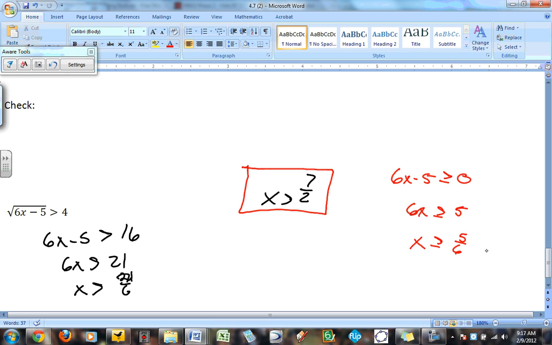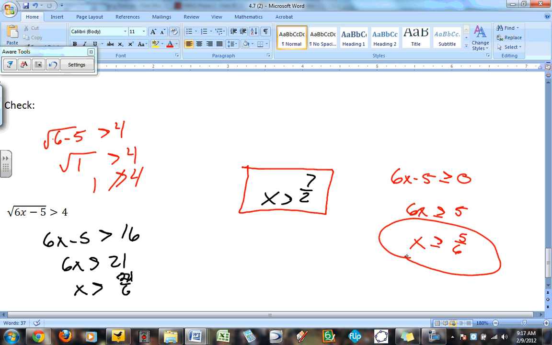And in fact, we can check that. Pick something that's just bigger than 5/6, like 1. So if we plug 1 into our equation, we get 6 minus 5. The square root of 6 minus 5 has to be greater than 4. Okay, so 6 minus 5 is 1, so the square root of 1 has to be greater than 4. Square root of 1 is 1, and that is not greater than 4. So therefore, that case doesn't work.